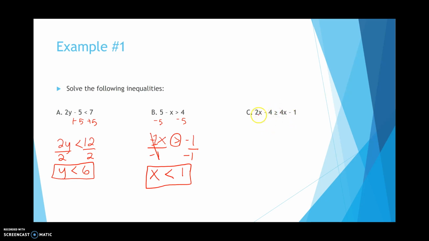So what I need to do is get the variables on one side and the numbers alone on the other. So what I'm going to do is first subtract 2x from both sides. So I have here negative 4 is greater than or equal to 4x minus 2x gives me 2x, which is less than 1. Again, we need to get that x by itself, so I'm going to add 1 to both sides.